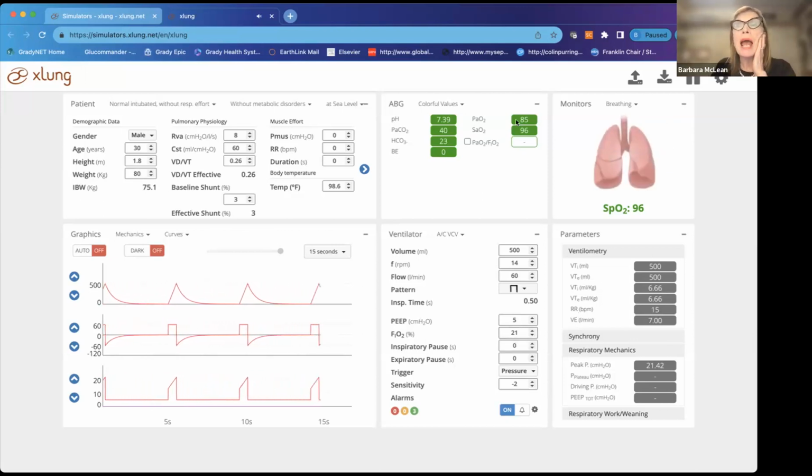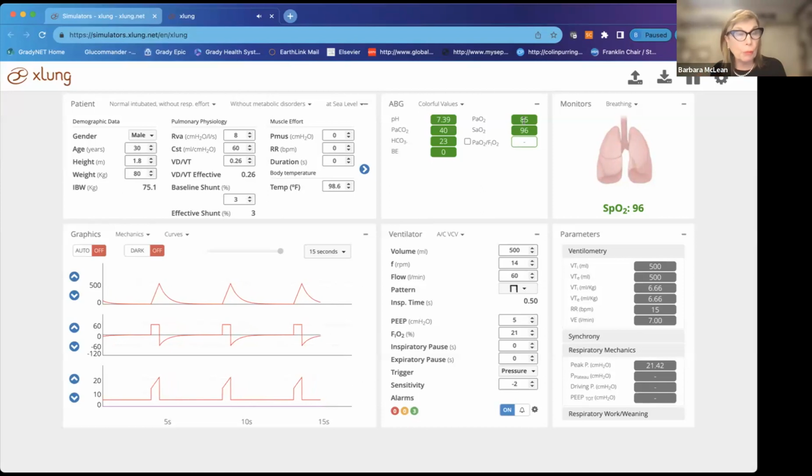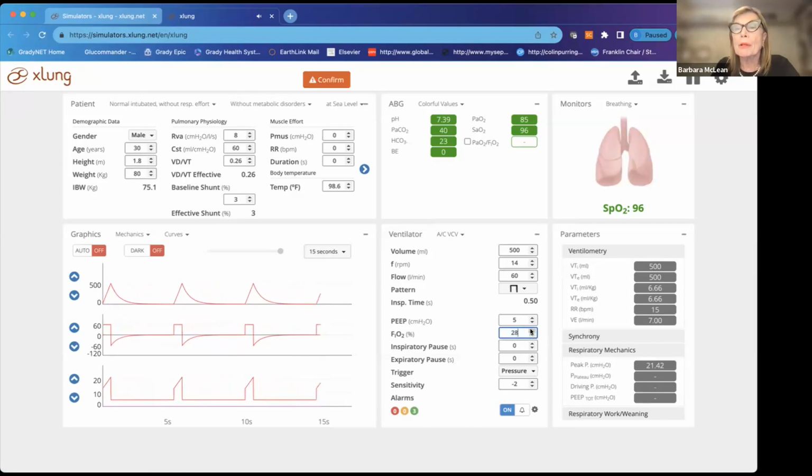Now, let's say that we're unhappy with that PO2 of 85, because I looked at your P to F and it was a good P to F. So it meant to me that the gas I'm giving you is getting into your blood. I'm just going to increase your FiO2. So I go up to 30. And what I expect to see almost immediately is that the PaO2 is going to start going up.